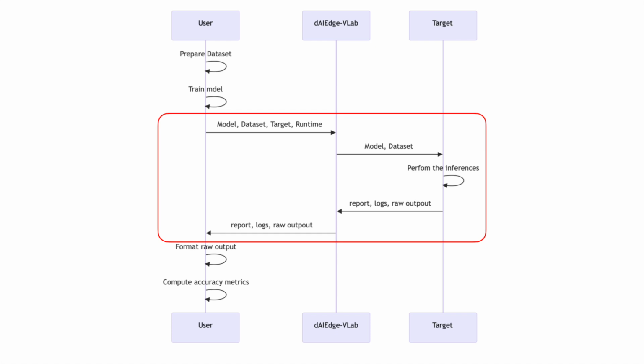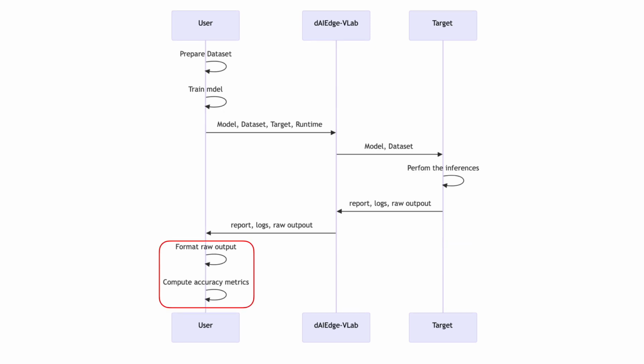The report on this type of benchmark, which is when we provide the dataset, are a bit less detailed than when we do not provide the dataset. When we do not provide the dataset, random input data are used, and we're also able to gather more information. Finally, we will format the raw outputs given by the targets. This will allow you to extract what were the predictions that the model made on the dataset. Then we will compute the accuracy metrics and see if everything went well.